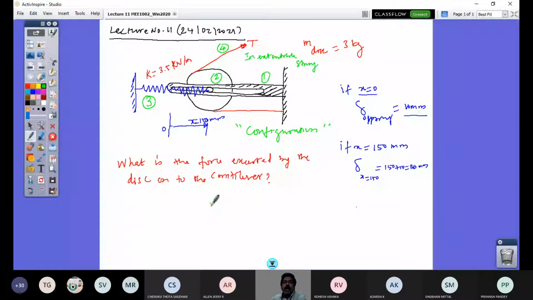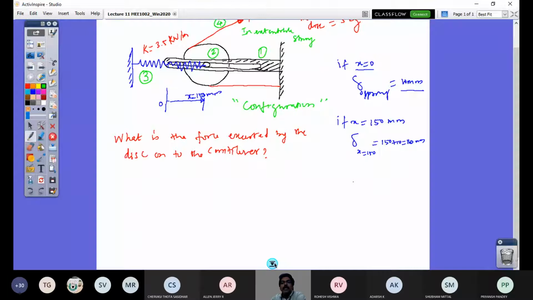I have to draw a free body diagram of the disc for that. So let me just draw the free body diagram of the disc. What is a free body diagram? Isolate that particular member of the system, that is this, and then show all the active forces and reactive forces on it. So what are the active forces? Active forces are the weight, which is 3 into 9.81, acting down, the weight of the disc.